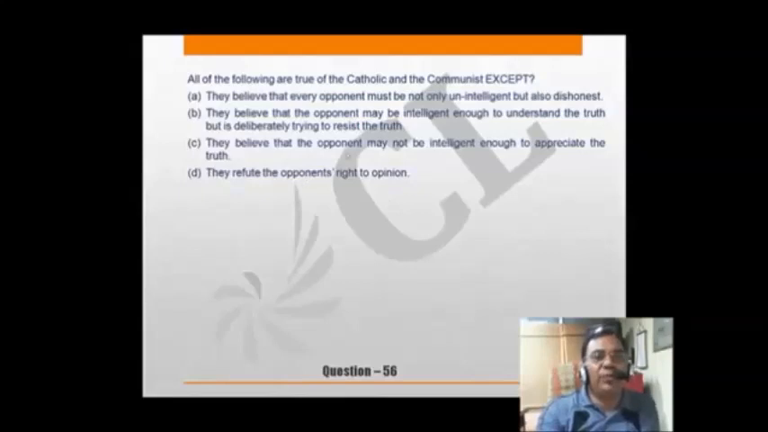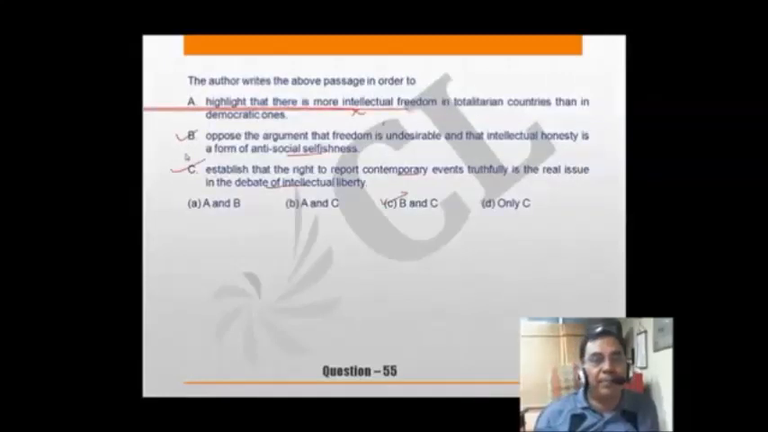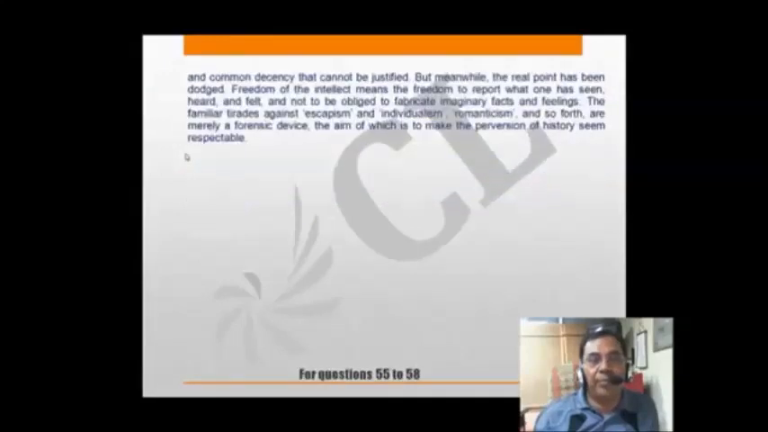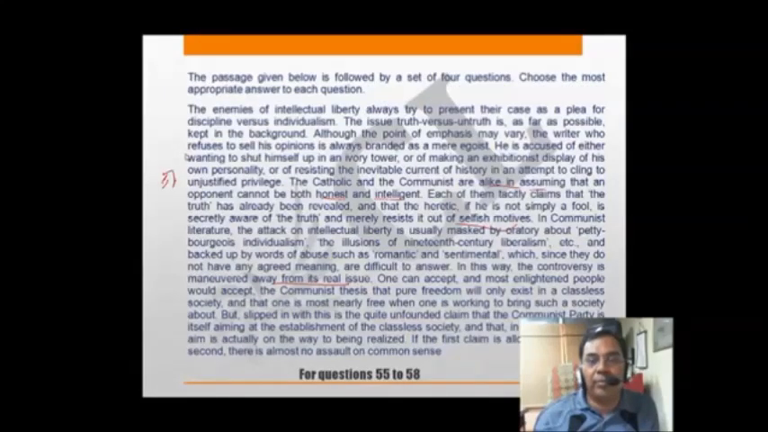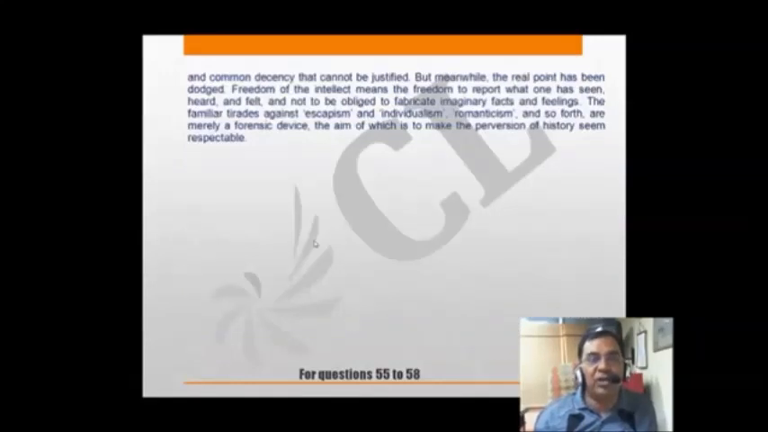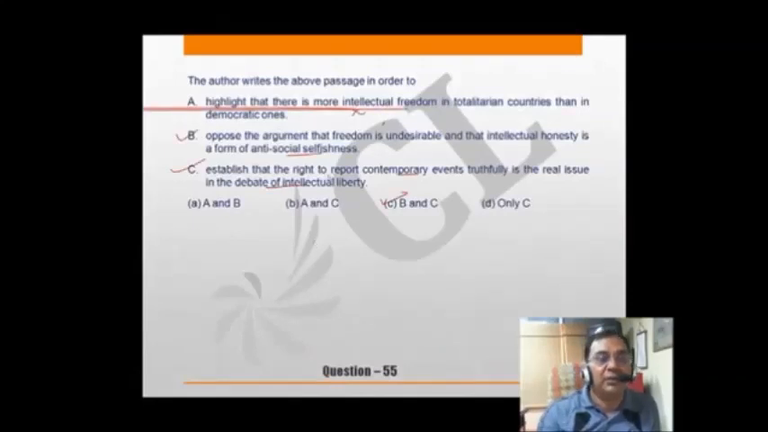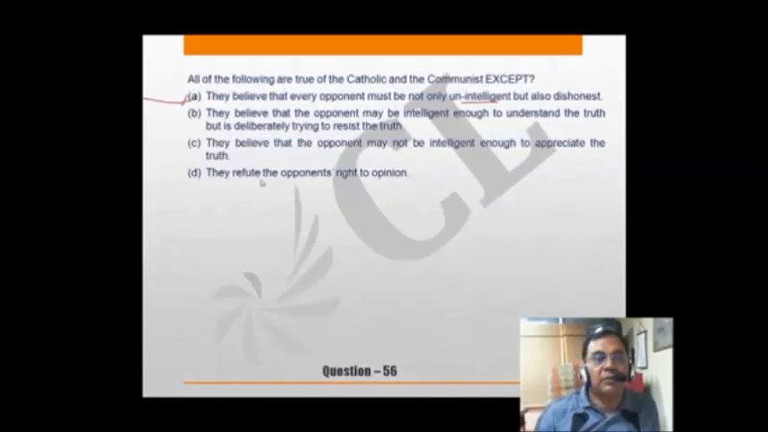All the following are true. They believe it must be not only undeniable but also... No. They cannot be both. So this is wrong. I remember reading it. They cannot be both. We can go and check it out. Cannot be both honest and intelligent. Cannot be both means both qualities they have, but both negative qualities he does not need to have, because he can have something. So the first one is the answer.